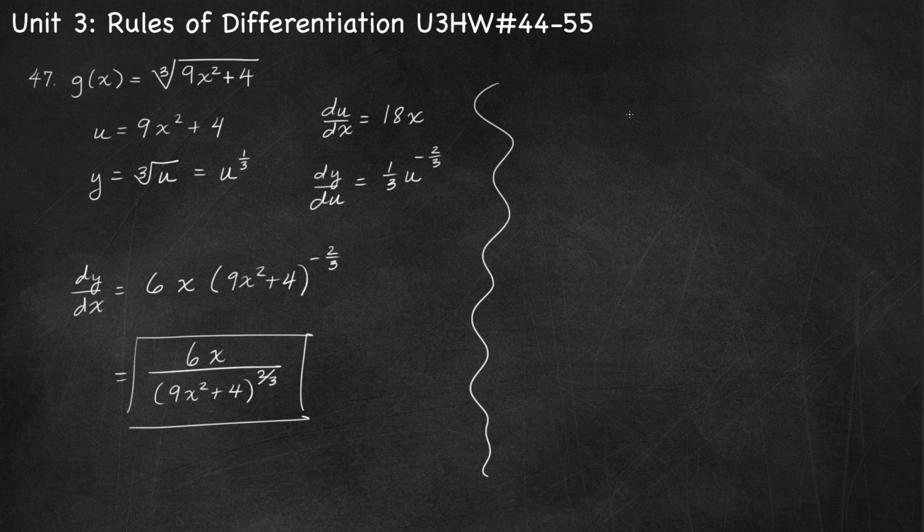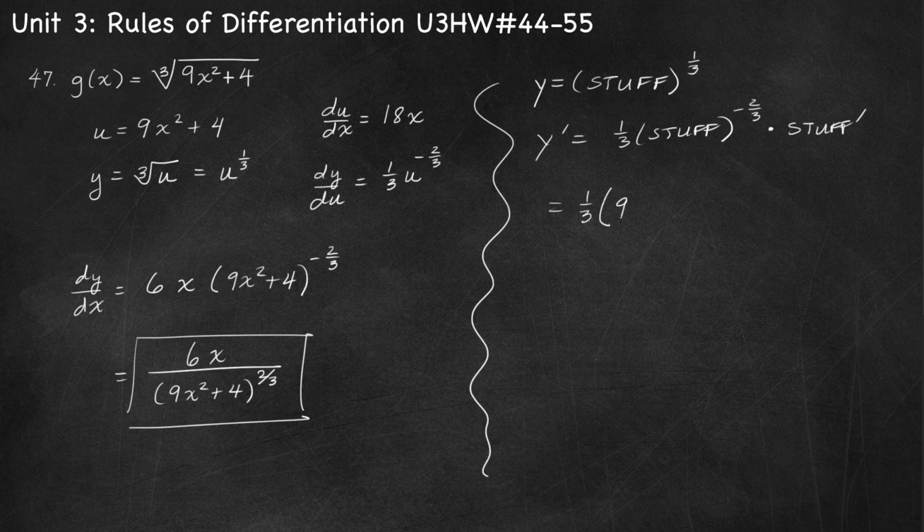Okay. The other method, we're thinking of this as the original function as stuff to the power 1/3. So y equals stuff to the power 1/3. Then my derivative is going to be 1/3 times my stuff to the power negative 2/3 times the derivative of the stuff. So it's 1/3 times, the stuff is 9x squared plus 4 to the negative 2/3 times the derivative of the stuff, which is 18x. So we still get the same result.